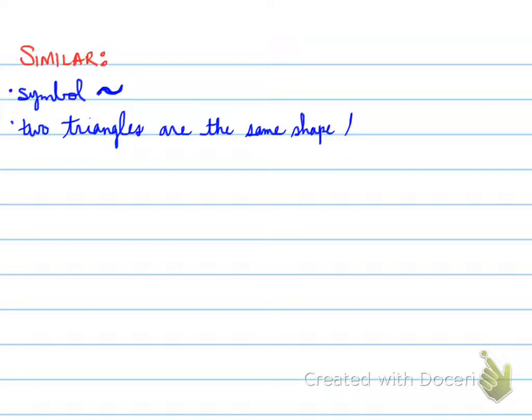Now, similar triangles, the proof of these is somewhat similar to congruent, but it has some special features that you need to be aware of. For example, the symbol for similar is a tilde, the little squiggle. The squiggle represents that the two triangles are similar, but they're not exactly the same. What it means is that the two triangles are the same shape, but different sizes.